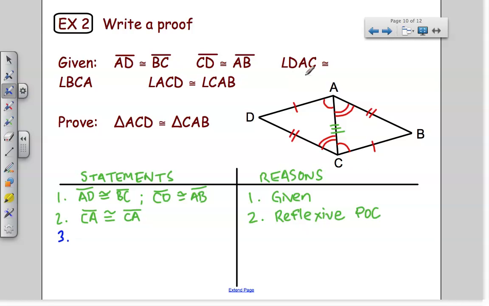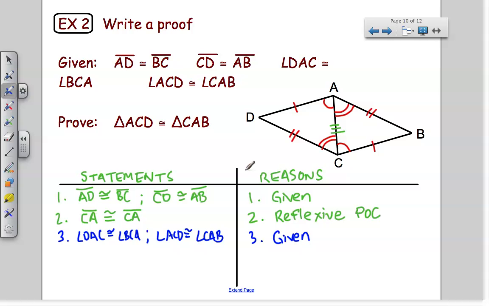Next thing I'll focus on is the angles. Now they gave me two angle pairs congruent, so I'll write those out. They told me angle DAC was congruent to angle BCA. They also gave me angle ACD was congruent to angle CAB. Given to me. And I marked those two angles. But if I want to prove that these triangles are congruent, I need all three pairs of angles to be congruent. And is that true?